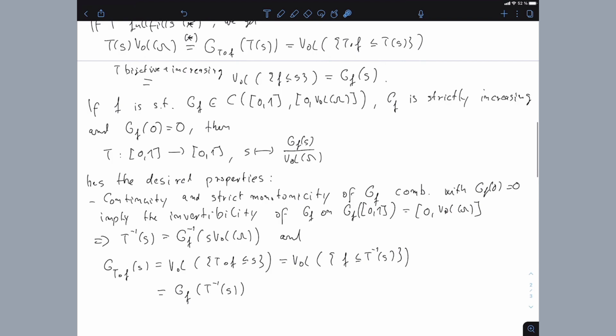And now we can insert what we know about the inverse. So we have here the inverse, GF inverse. So it's GF of GF inverse. This cancels, so we are just left with S times volume omega.